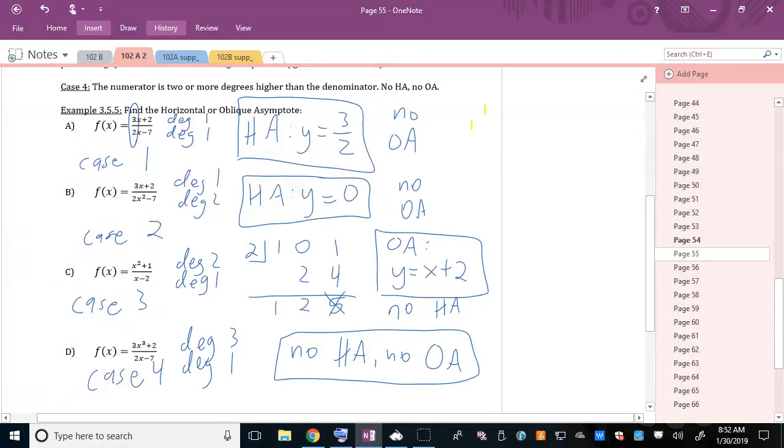And again, those are the cases. So again, you will need to have these memorized. The calculator can help you check the answer, but again, you do need to have them memorized.